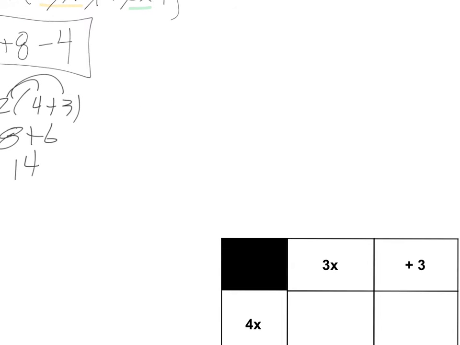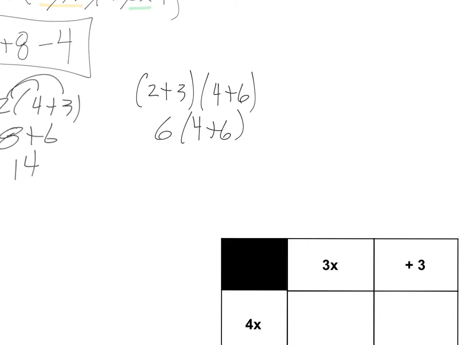If I have (2 plus 3) and I have (4 plus 6), that would be distributing into both of those terms. So if we don't separate them, that means I have to distribute this into both and that into both. So what if I do that? Let's see if we get the same answer.